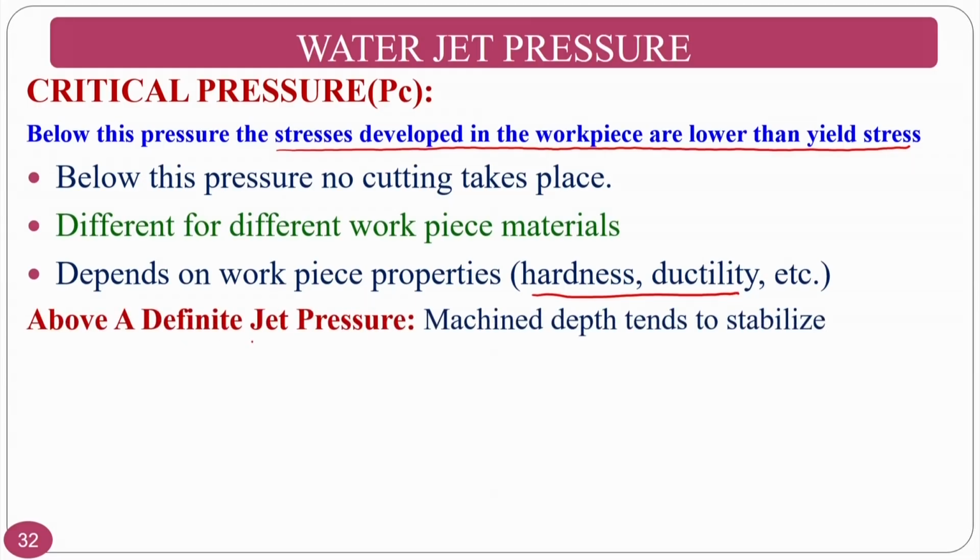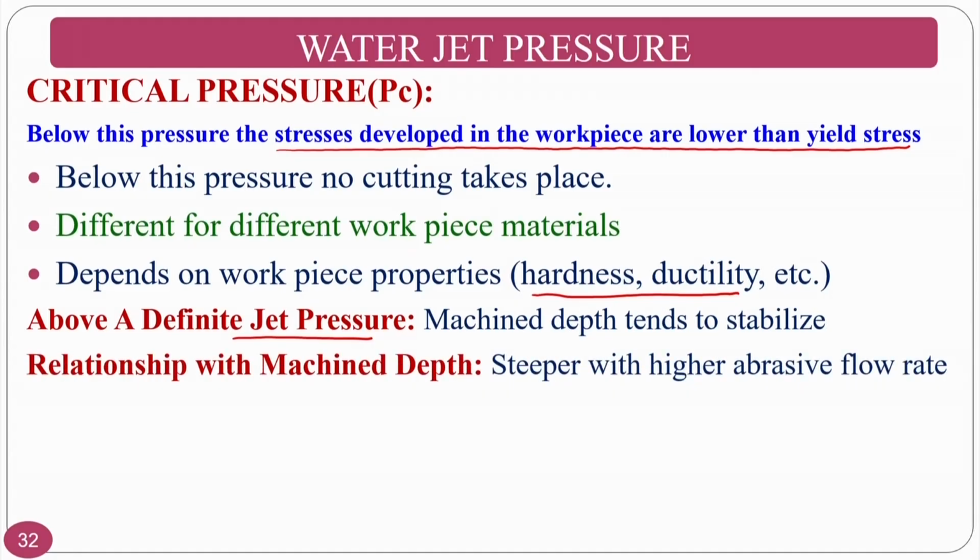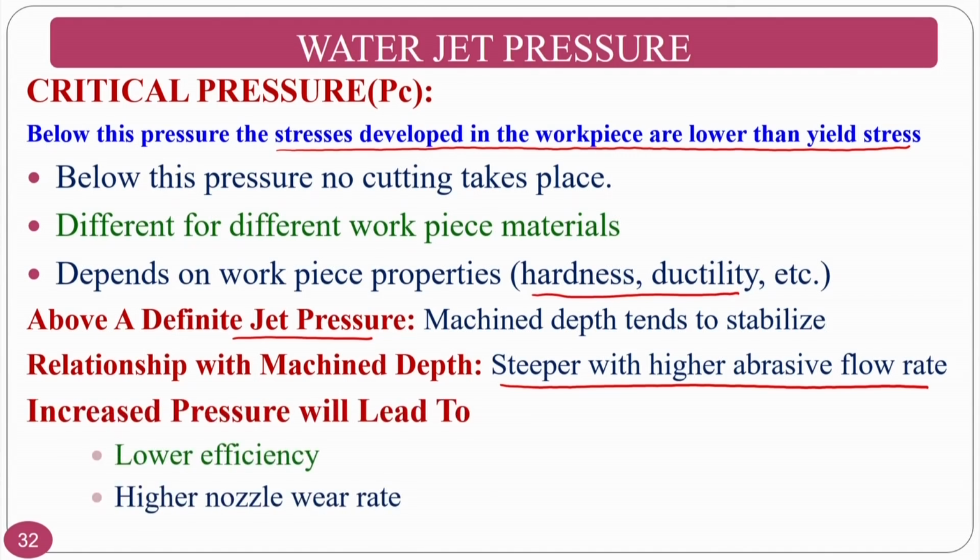Above a definite jet pressure, what will happen? The machining depth tends to stabilize, because after a certain value it starts stabilizing. The relationship with the machining depth is steeper with a higher abrasive flow rate. Normally, if you have more flow rate, more and more material removal will take place, and the curve will go more steeply. Increased pressure will lead to lower efficiency and at the same time a higher nozzle wear rate, because if you increase the pressure of the abrasive water jet, these abrasives may collide with each other, and the impingement of these abrasives on the nozzle inner surface will be more, so the wear rate of the nozzle will increase.